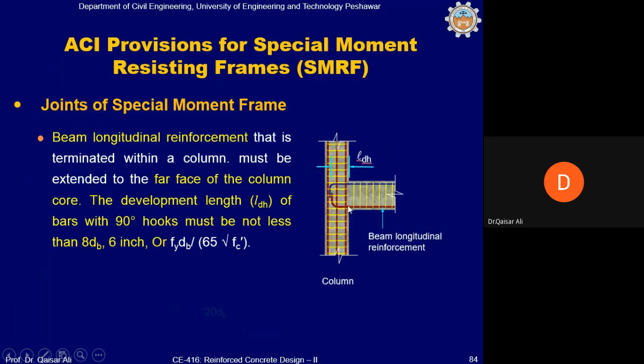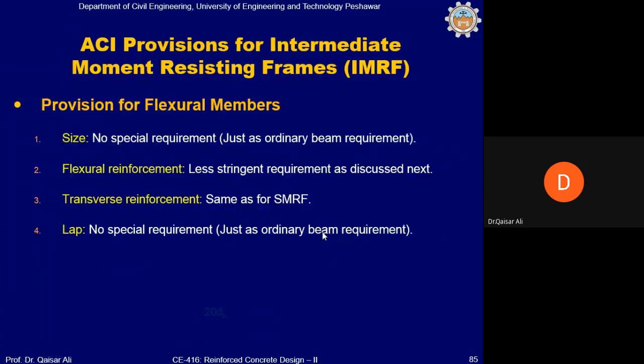And the length of the bar with the hook shall be at least equal to the Ldh requirement of the code, which is fy db divided by 65 sqrt(f'c). So if this Ldh criterion is not fulfilled, again you will have to increase the size of the column. These were the requirements for SMRF.